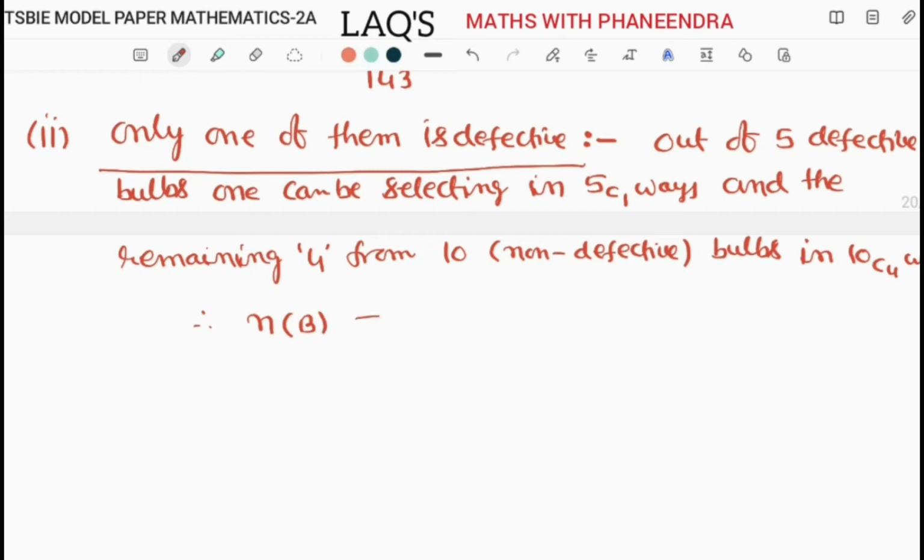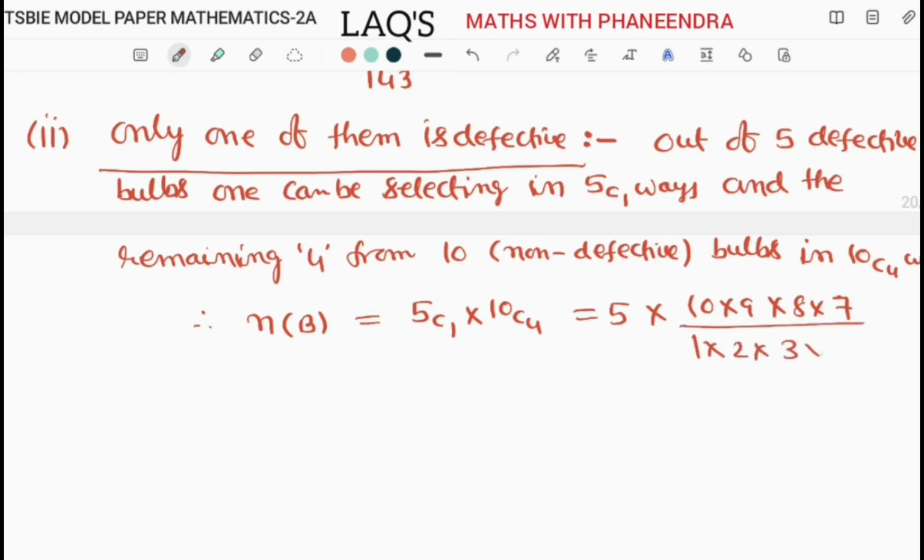If you assume n of B is equal to 5C1 into 10C4. So 5C1 means 5, and 10C4 means 10 into 9 into 8 into 7 by 1 into 2 into 3 into 4. So 4 3s are 12, 4 into 2 is 8, we can cancel it. 3 7s are 21. If you multiply 21 into 5, 105, into 10 is 1050. This is n of B. So therefore P of B, the probability of only one of them being defective, is n of B by n of S.